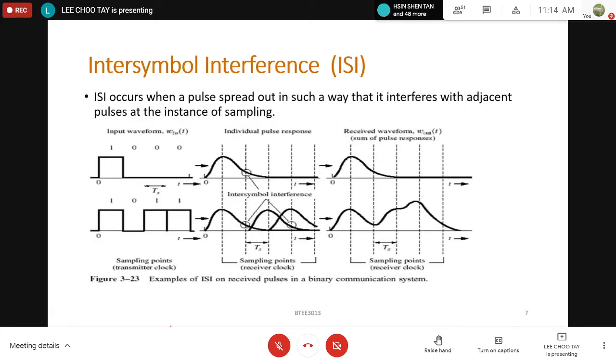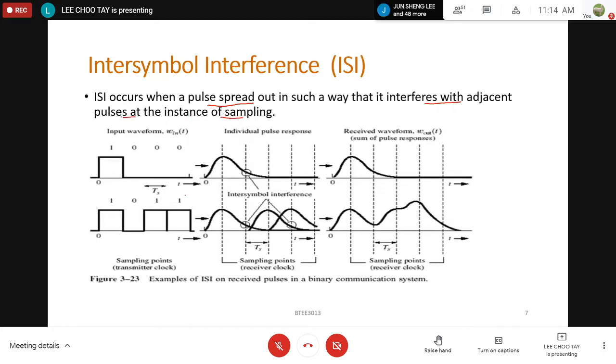Another source of error is the intersymbol interference, or ISI. Recall I also talked about ISI in the previous chapter. ISI occurs when a pulse spreads in such a way that it interferes with the adjacent pulses at the instant of sampling.